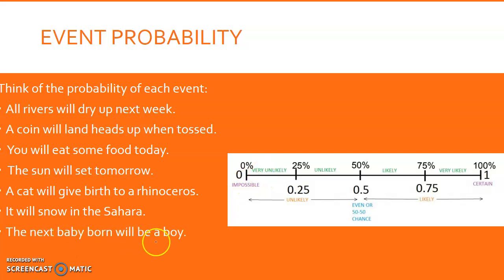How about the next baby will be born a boy? Well, we know there are two options. He'll either be a boy or she'll be a girl, so 50% chance. There's an even chance. What about it will rain in Calgary tomorrow?